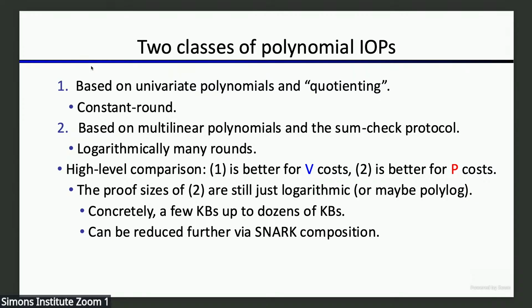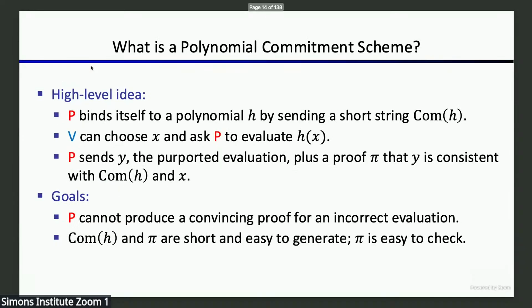Now, even for the second class, it's not like the proofs are huge. They're still logarithmic in size. And concretely, every time you run the sum check protocol, you're talking about 2 kilobytes in the proof, and you might run it several times, so your proofs might go up to a dozen kilobytes or something. And even if your proof is pretty big, we can typically bash the proof size down further, and I'll mention that in a little bit.